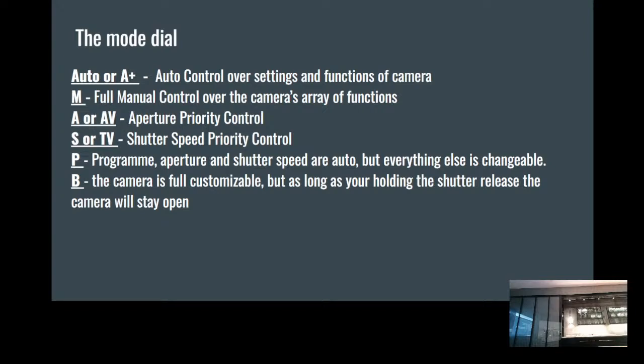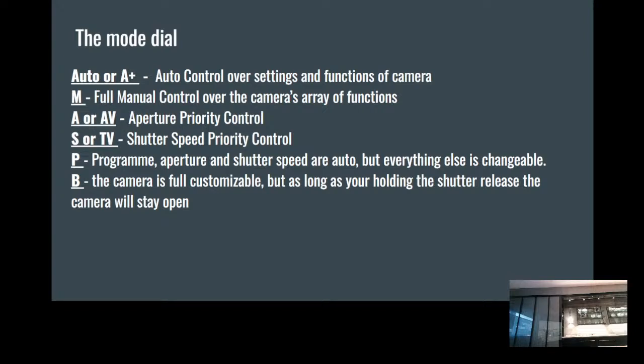S, or TV, is shutter priority control. A, or AV, is aperture priority control. P is program auto. So program auto is a nice way of you being able to let the camera still do what it wants over auto, but now you have things that you can customize and control.